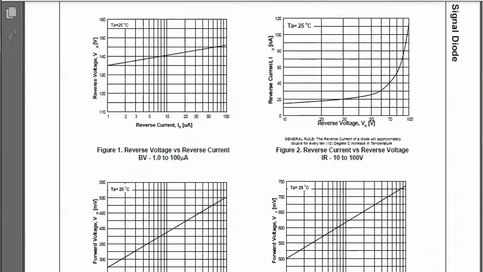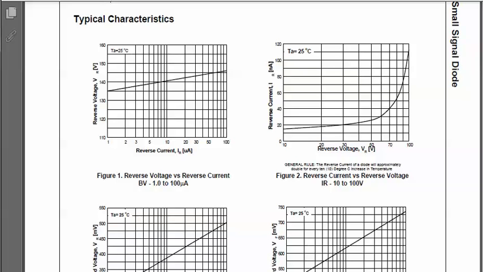Let me go back to figure 1. So here is reverse voltage versus reverse current, and what this shows is that as you reverse the voltage across the diode and you apply more voltage, you'll actually have a current that increases. That is shown on both a semi-log scale and on a linear scale here on figure 2. So you can see how in figure 2, notice as you get closer and closer to 100 volts, that current really starts rising exponentially.